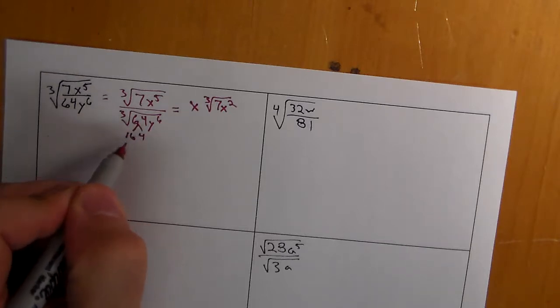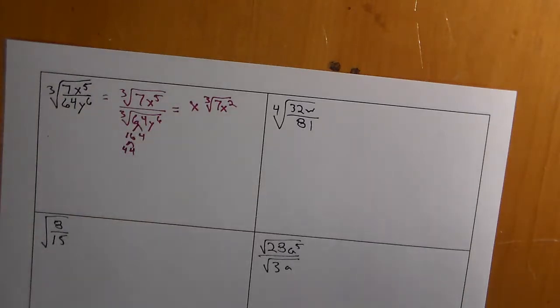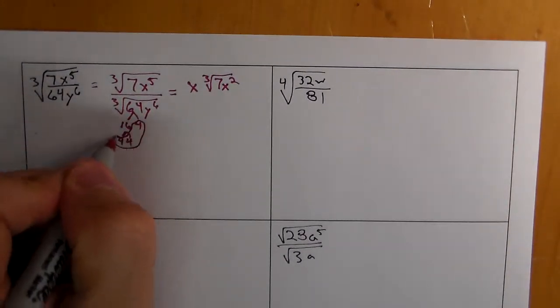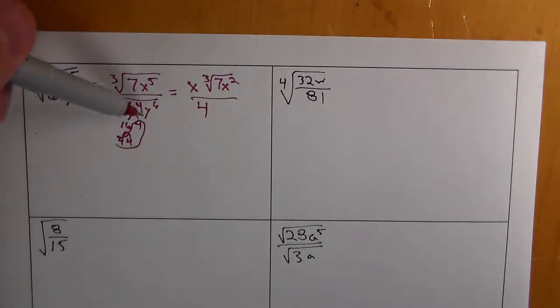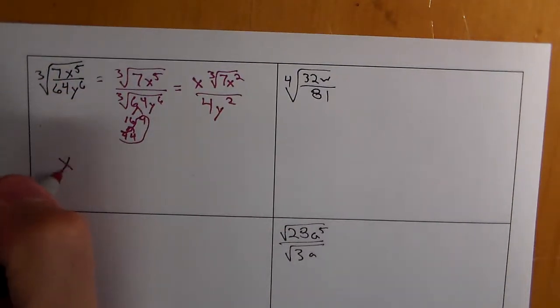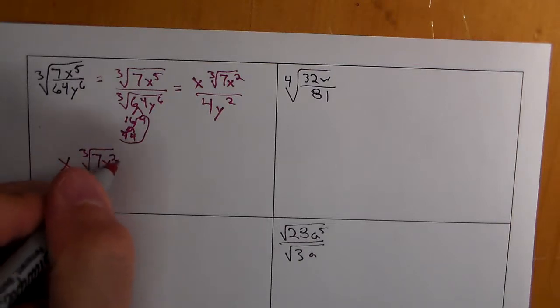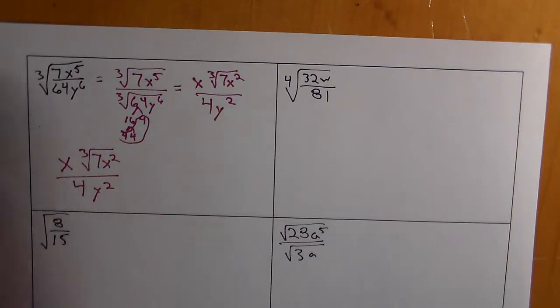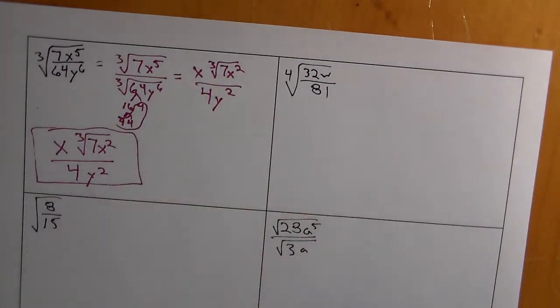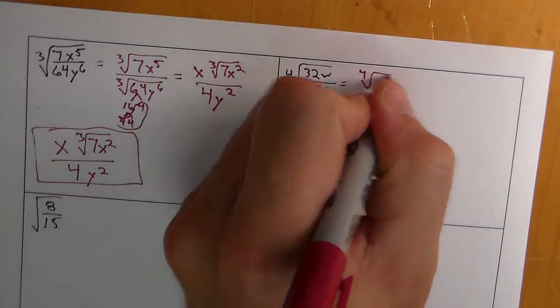64 is 16 times 4, 16 being 4 times 4. So I can actually take a set of 4's out here and write it on the outside. Y to the 6th is 2 sets of 3, so I have y squared on the outside. So now my answer is x cube root of 7x squared over 4y squared. It doesn't look very nice, but it is the simplified version. I've simplified the radicals entirely, and I don't have a radical in the denominator. So we're done.